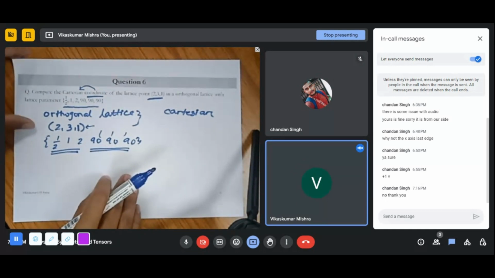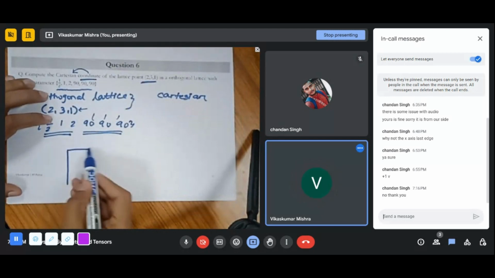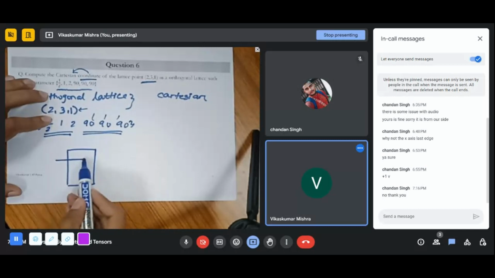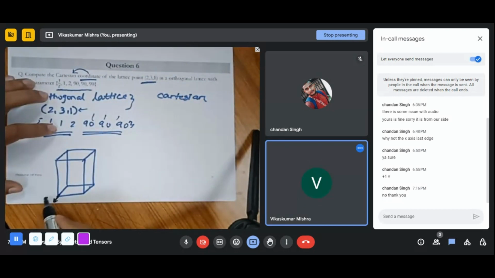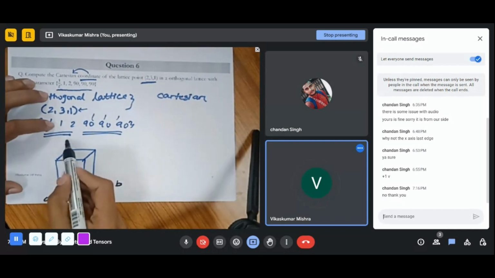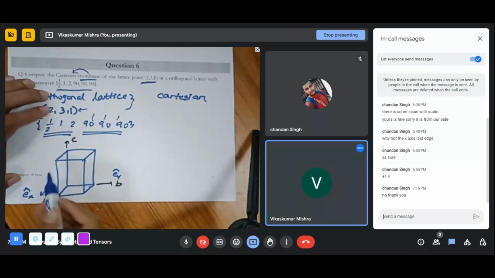Now what we need to do, let's draw the orthogonal system. Let's mark the basis vectors. Let us say this is the A basis vector, this is B and this is C. If I try to superimpose the Cartesian system over here, again it will be in the same direction only. It will be Ex cap here, Ey cap in the same direction, because in the orthogonal system they are themselves perpendicular to each other, and along C, Ez cap.